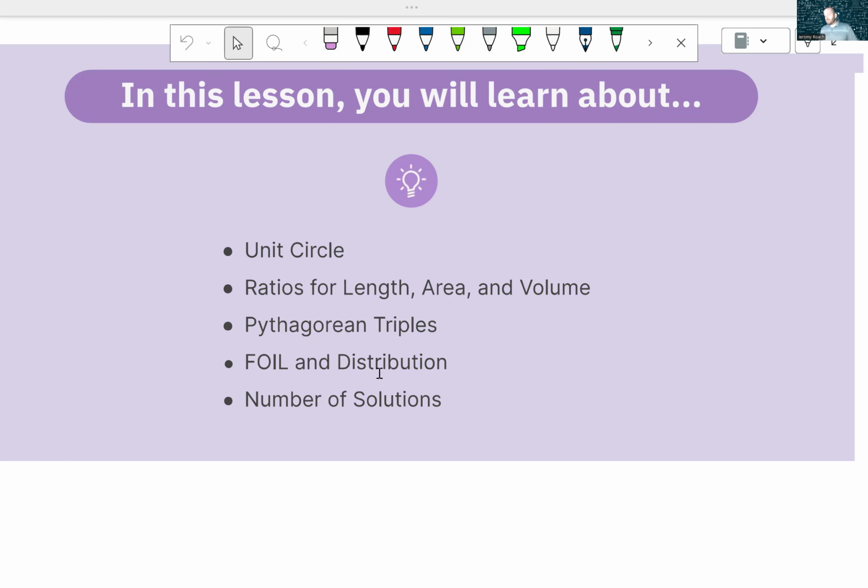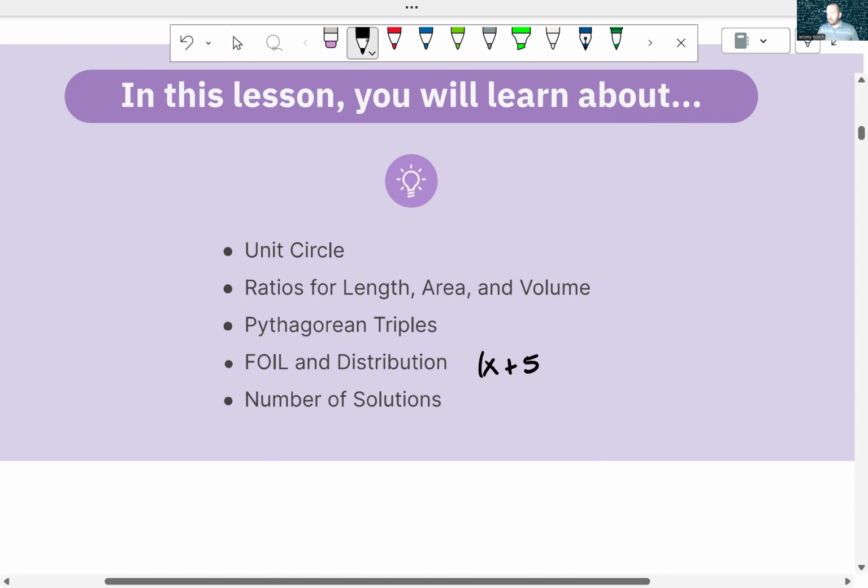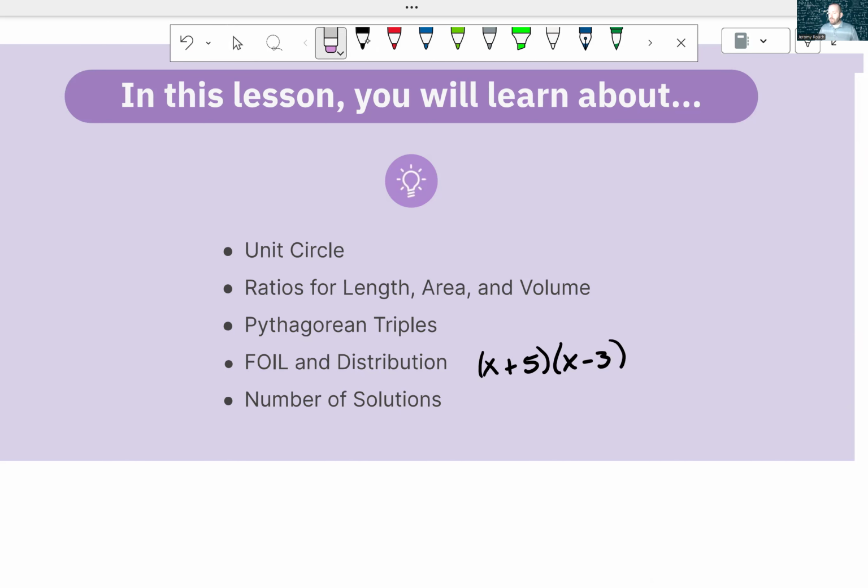FOIL and distribution, I think that's going to be probably pretty simple for most people. The FOIL method is just multiplying two binomials like x plus 5 times x minus 3. And then you would multiply those. That's FOIL. That's the FOIL method when you multiply it out. You multiply all four of those.